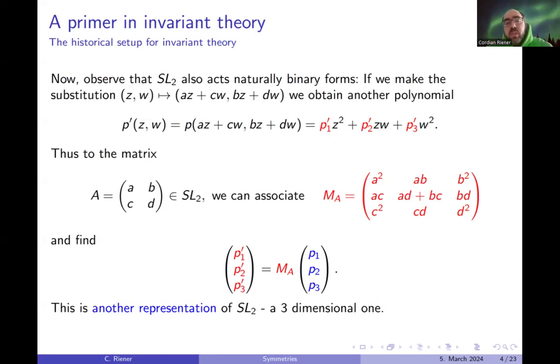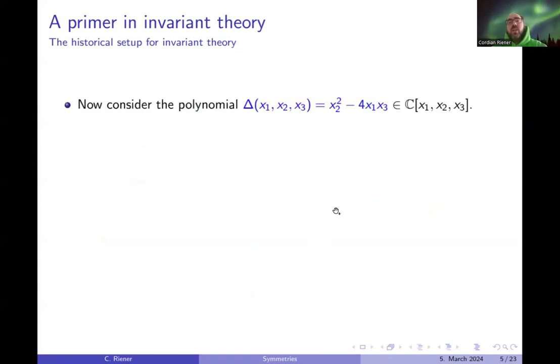So what we have just done is we have created a new representation for our group SL2, and this time my group SL2 acts on a three-dimensional space. Okay, so in yesterday's lecture's notation, we have a three-dimensional representation of SL2. These two are obviously linked to each other. The new one is coming from the old one in a very obvious way. Okay. So as I said, this was already considered by people in the 19th century.